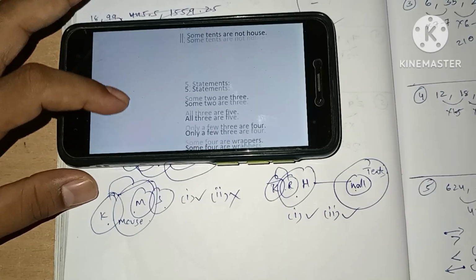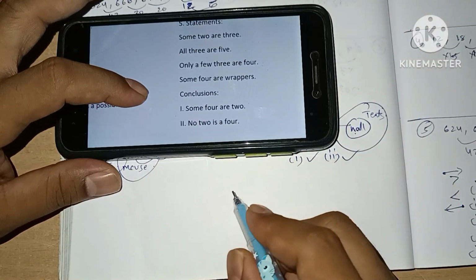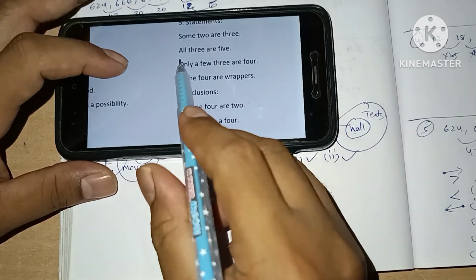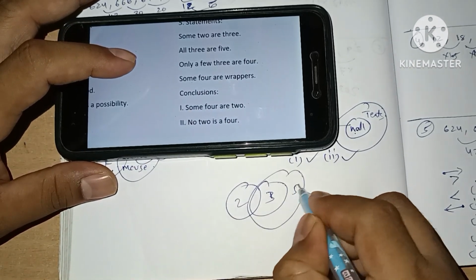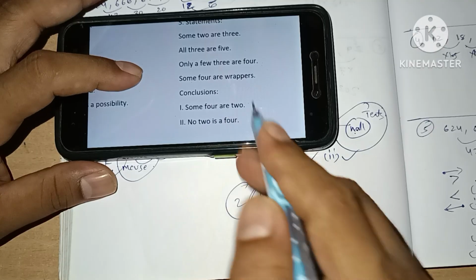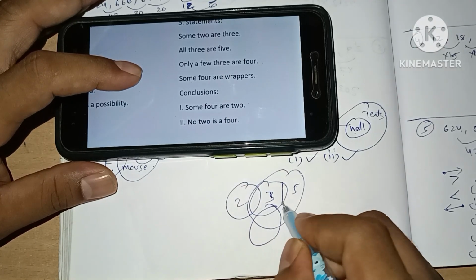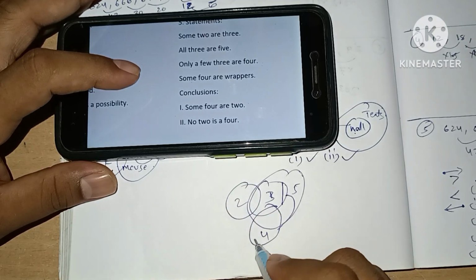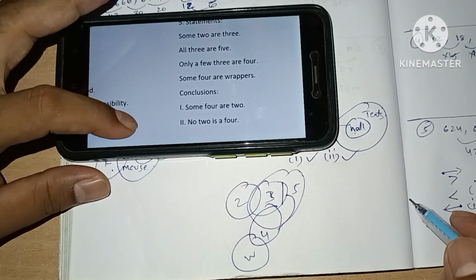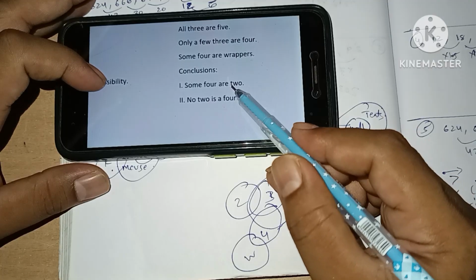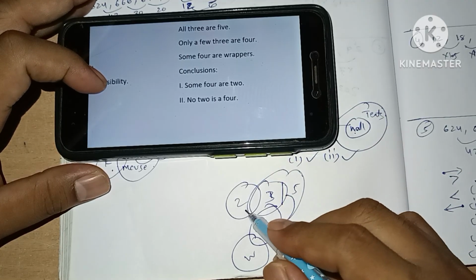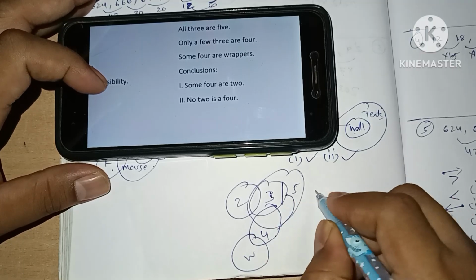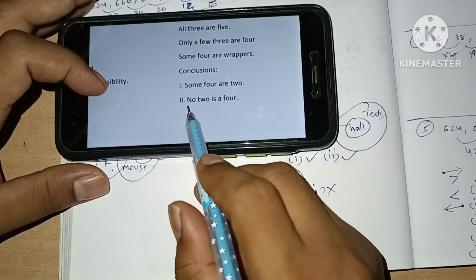Next, fifth question. Some 2 are 3. All 3 are 5. Only a few 3 are 4. Some 4 are wrappers. Let's see conclusions. Some 4 are 2. Some 4 is sharing with 2. In our basic Venn diagram, it is not sharing. So the first conclusion will be false. No 2 is a 4.